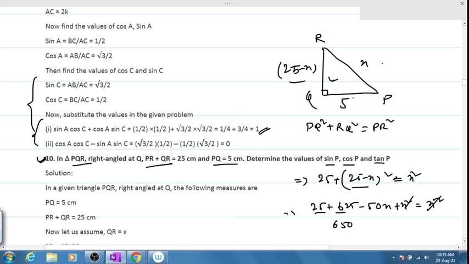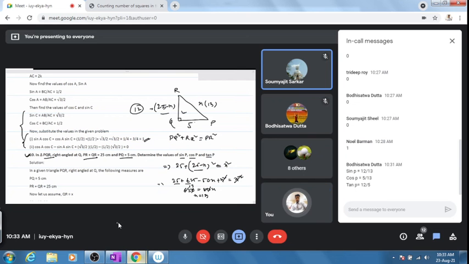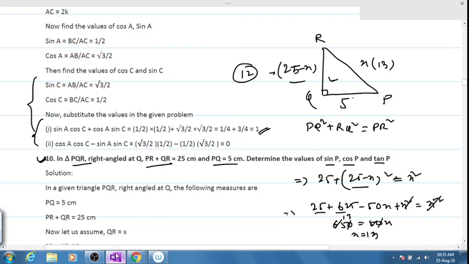Over here, this will become 650. This will become 50x. The value for x is 13. That means we have a triangle where this is 13 and this has to be 12. Is there any human in this class who has difficulty in this? Anyone? No one? Because this is 13, so this has to be 12, 25 minus x. 25 minus 13 is 12.